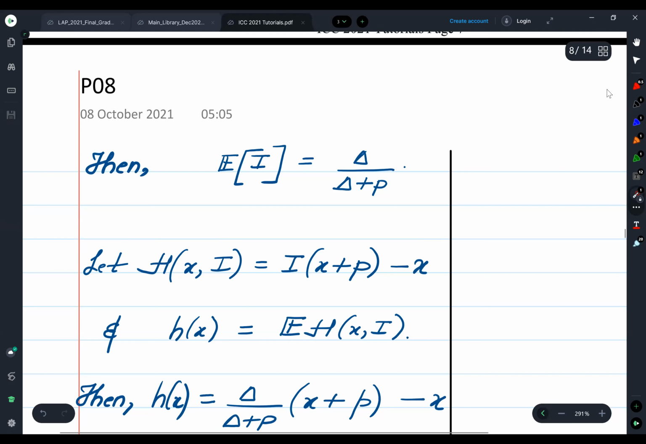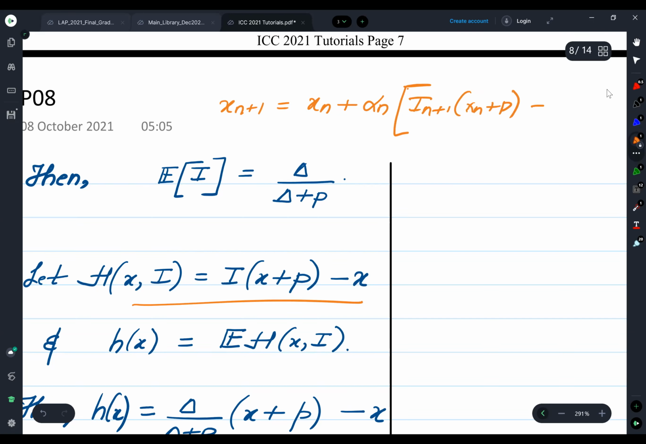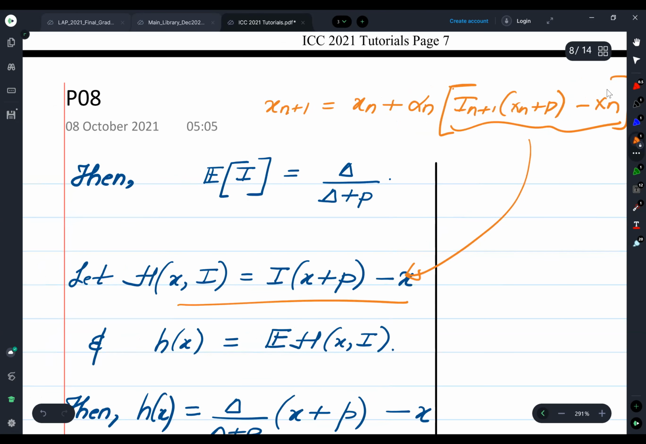This capital H function is I times x plus p minus x. I would like to draw your attention to the algorithm that we actually implement. The algorithm that we actually implement is precisely this: I_{n+1} times (x_n plus p) minus x_n. This precise quantity is what is your capital H function. Let little h be defined as the expected value of this capital H function, where the expectation is taken with respect to this random variable I. Notice that in this definition of the capital H function, the only thing that is random is this quantity I.